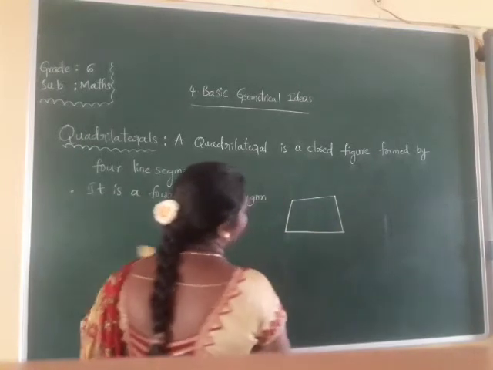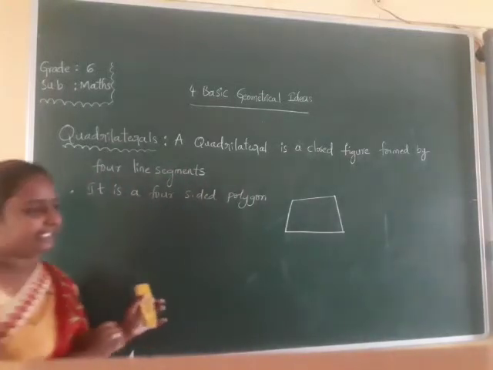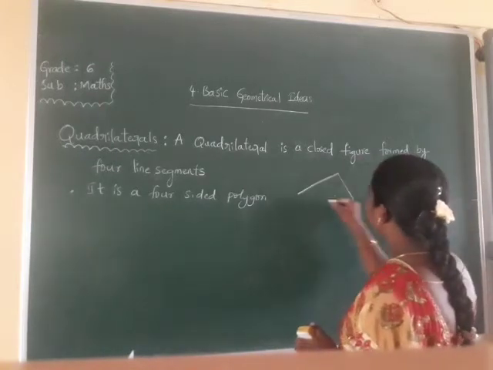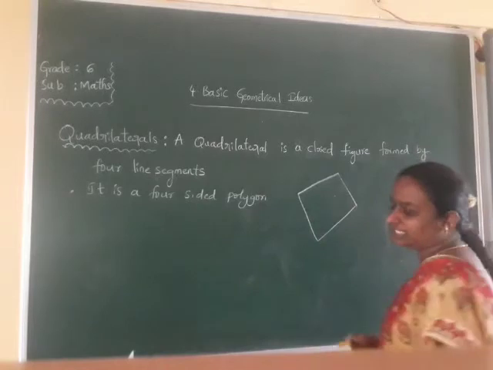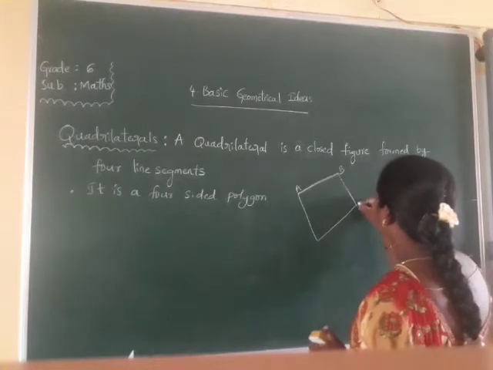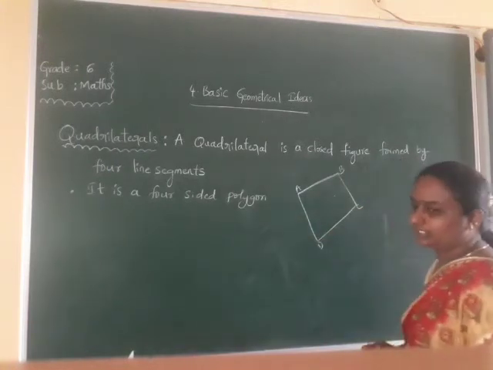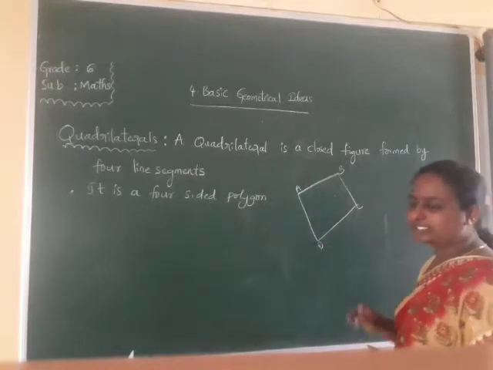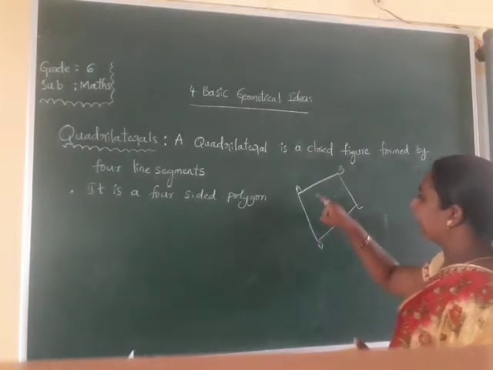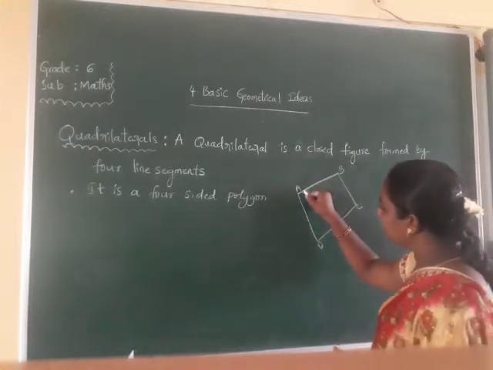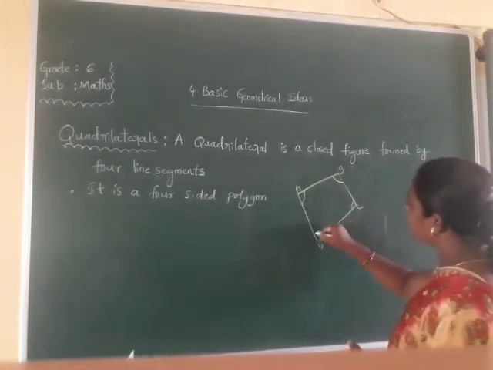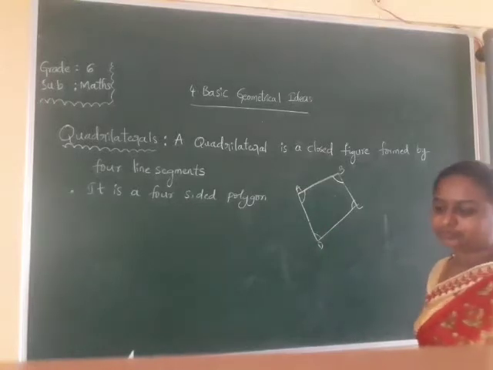See, this is a quadrilateral. We can draw one more figure. It is also a quadrilateral. Now give the name of this figure. It is ABCD. ABCD is a quadrilateral. It contains four sides. And how many angles does the figure contain? Four angles: angle A, angle B, angle C, angle D.